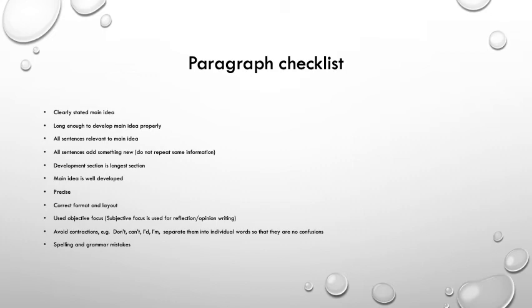Avoid contractions. This is something that I want all the students to pay attention to. Contraction simply means words that are joined together. I don't know. I can't go to school. I would. Okay. Isn't it? The rule of thumb in English academic writing is to separate the words into individual words.